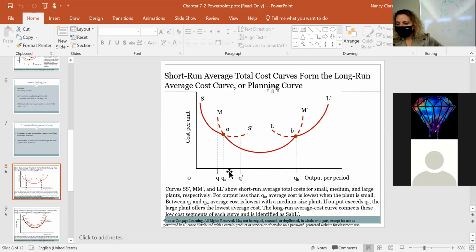Now let's say I'm told QA, or quantity A. Which factory would you build then? Thoughts, guesses? Devin says small. Any other guesses? Yeah, nobody's wrong. Dennis, it's small or medium.